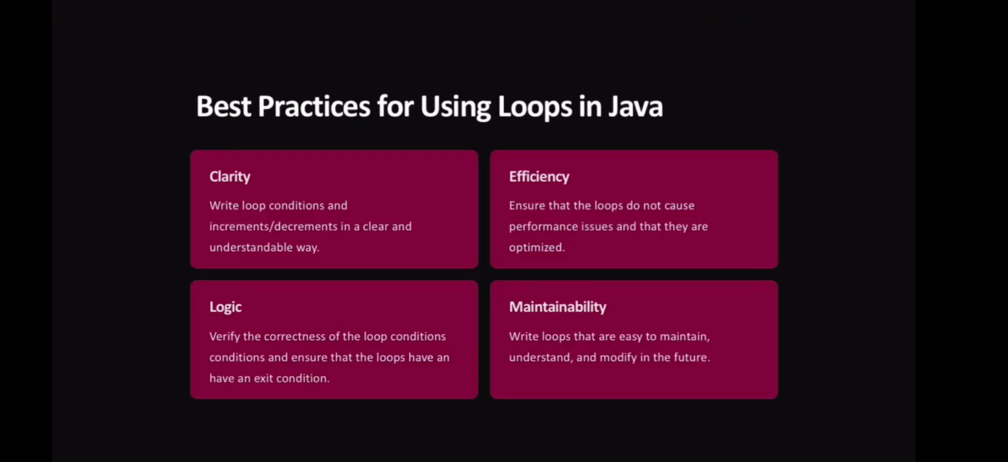And the best practices for using loops in Java: we have to write loop conditions and increments, decrements in a clear and understandable way, and ensure that the loops do not cause performance issues, that they are optimized, and verify the correctness of the loop condition, and ensure that the loops have an exit condition and write loops that are easy to maintain, understand, and modify in the future.